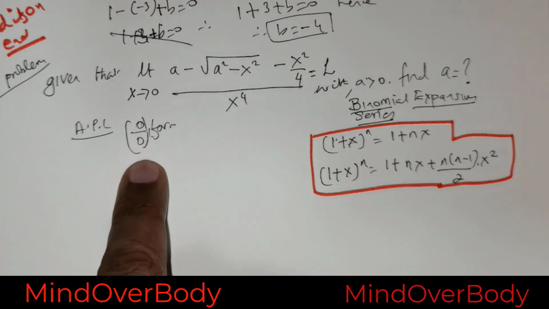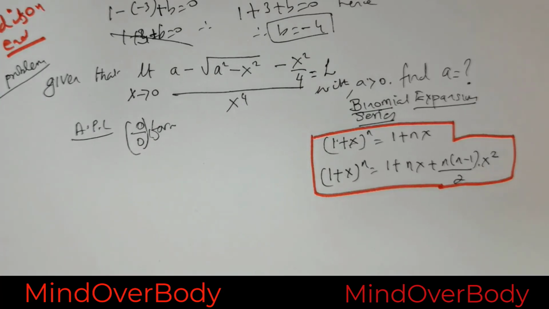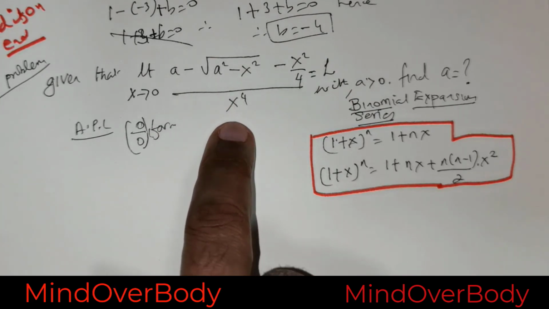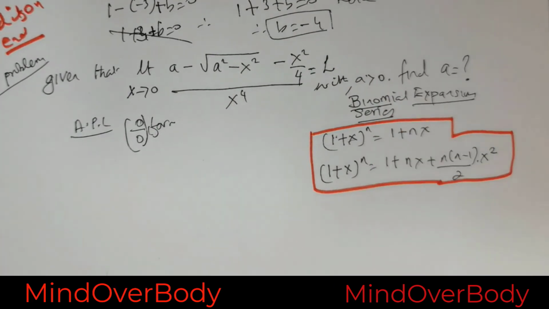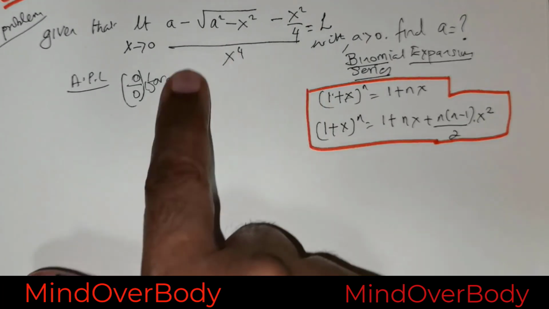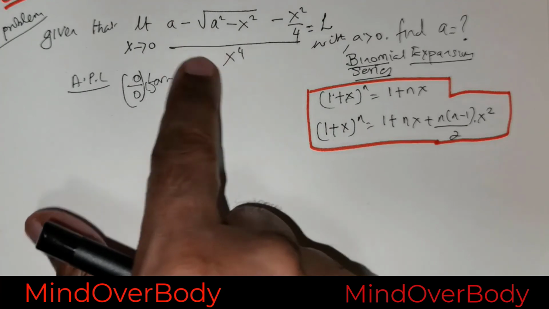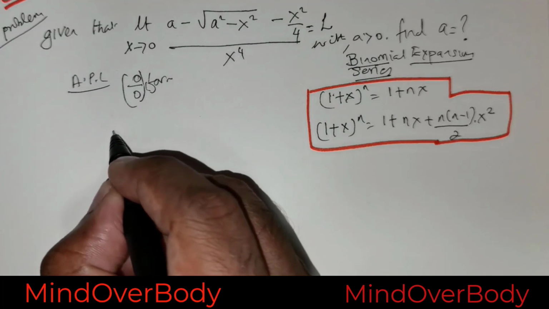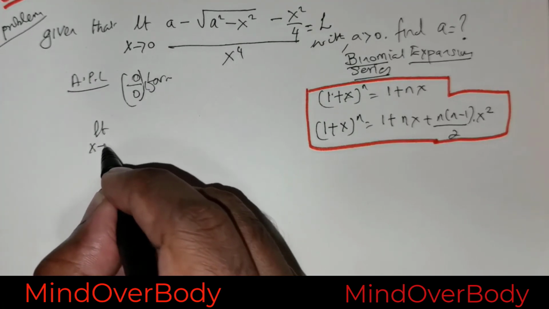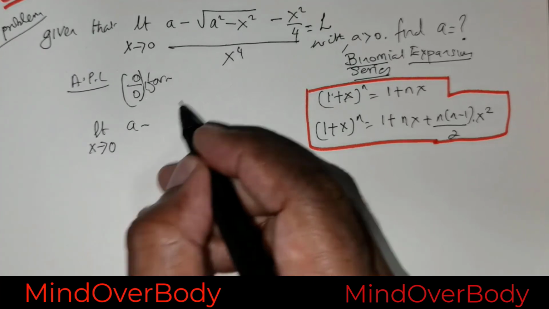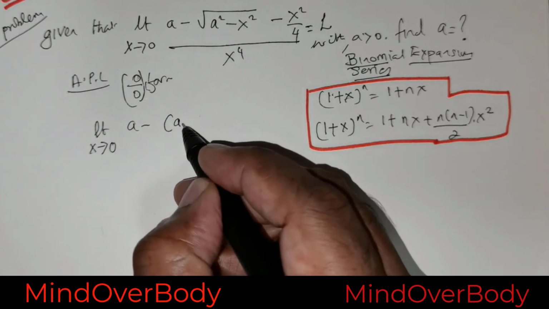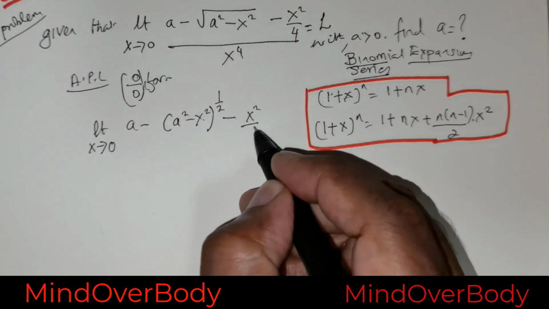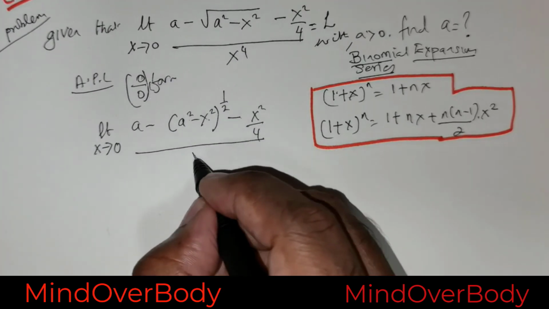Now that we have got 0 by 0 form, we have the liberty of choosing the method that we want to apply onto this function so that we can extract the limit. So we would be using binomial expansion. To facilitate the application of binomial expansion, I need to do some initial manipulation. I'm going to start off by stating the limit as x tends to 0, and I'm going to rewrite the square root of (a^2 - x^2) as (a^2 - x^2) raised to the power of 1/2, followed by x^2/4. The entire quantity is divided by x^4.